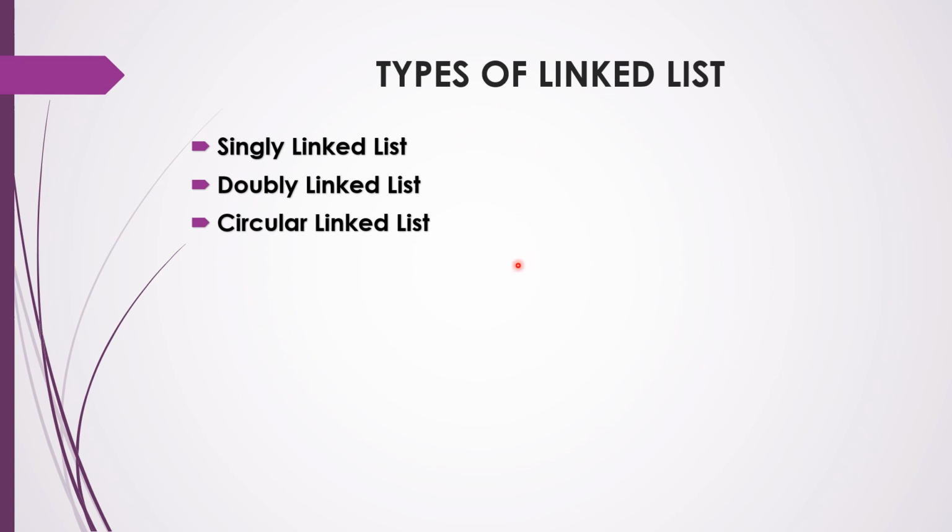So there are 3 types of linked list. One is singly linked list, doubly linked list, and circular linked list.